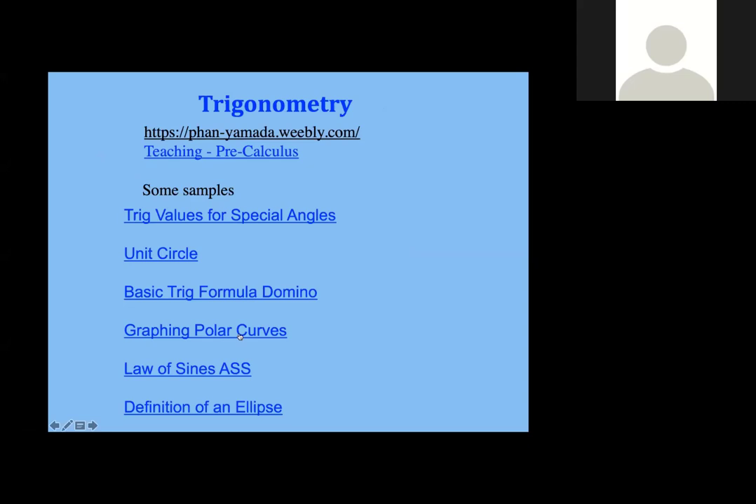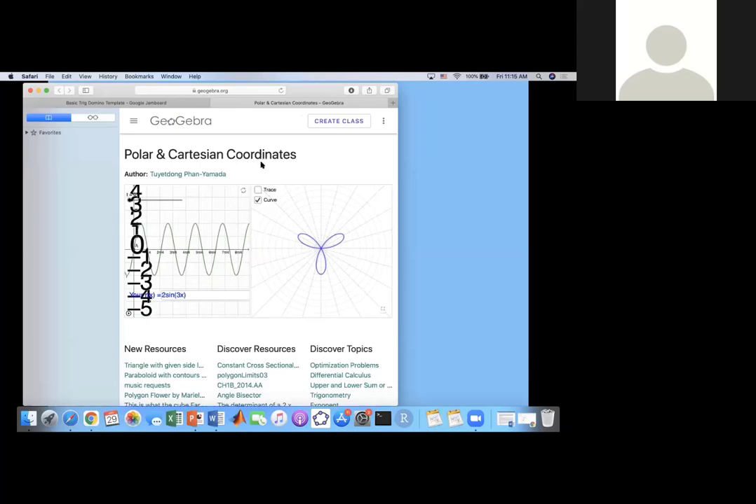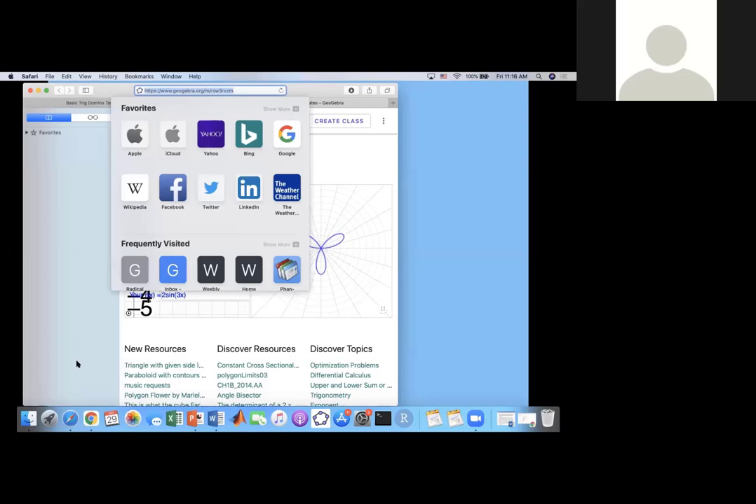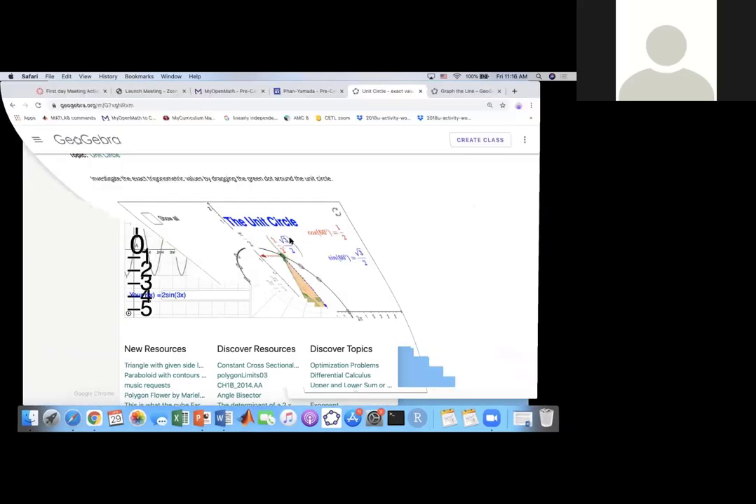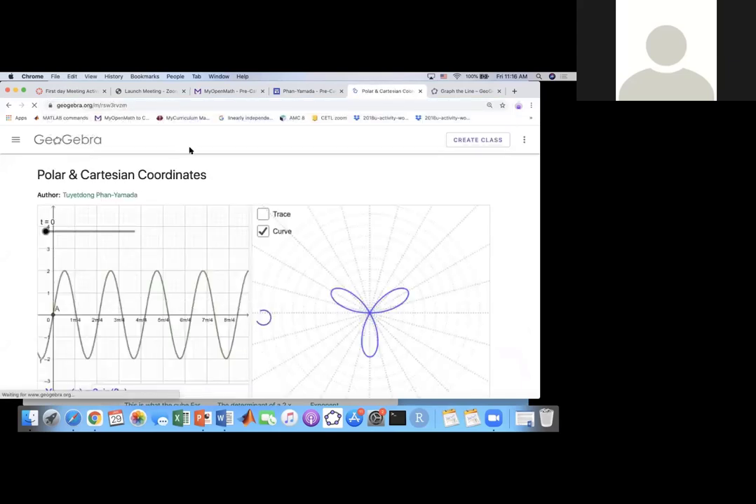For graphing polar curve, I have a project on my website too, for students to do all of that. But you can see, this is how I started my GeoGebra, because I don't know how my students understand. I found that it was hard for me to understand at first. So that's why I start with the polar curve in here. A polar curve right here.